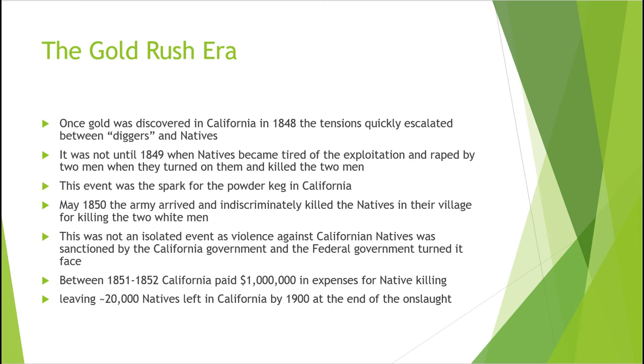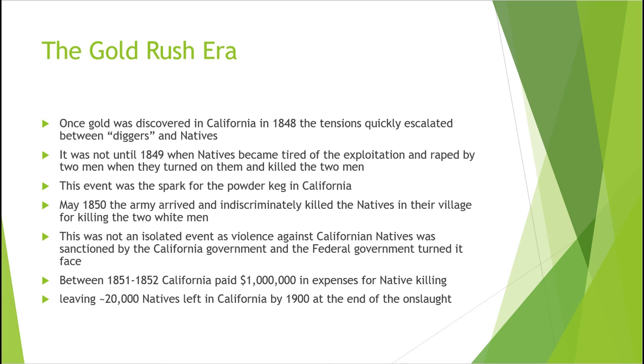This sparked the powder keg in California, and by May of 1850 the army arrived and indiscriminately killed Native Americans within their village. This was not an isolated event of violence against California natives that was sanctioned by the California government, and the federal government turned its face. Between 1851 and 1852, California paid $1 million in expenses for native killing.